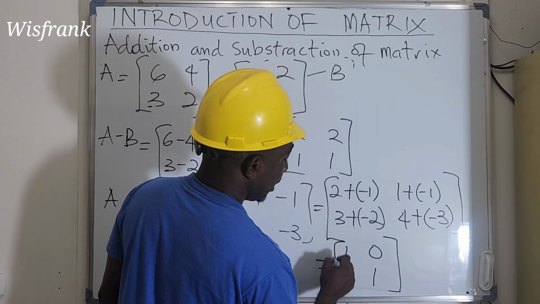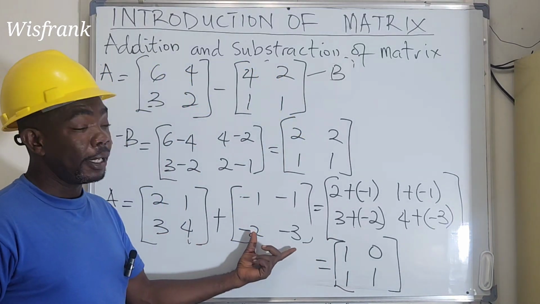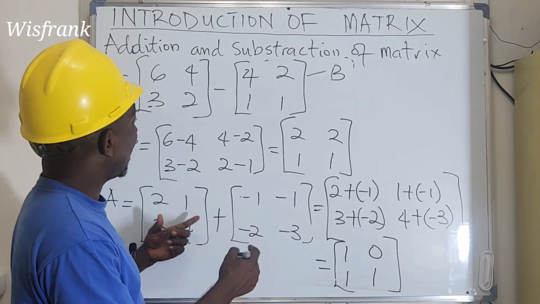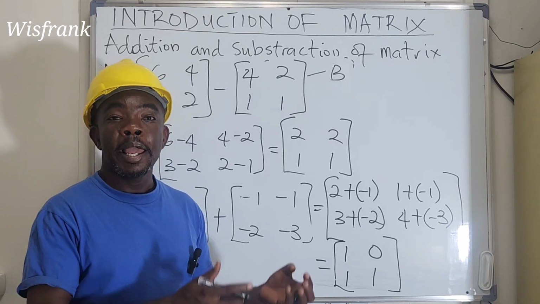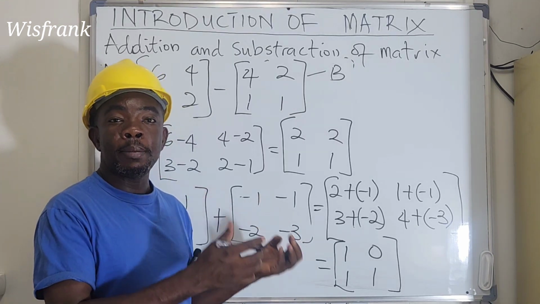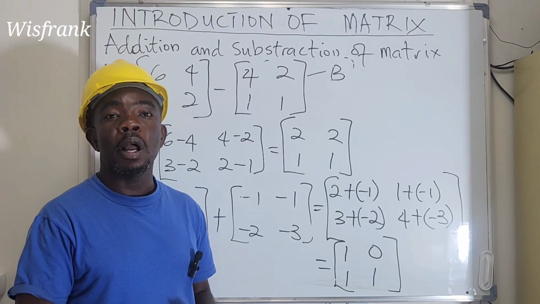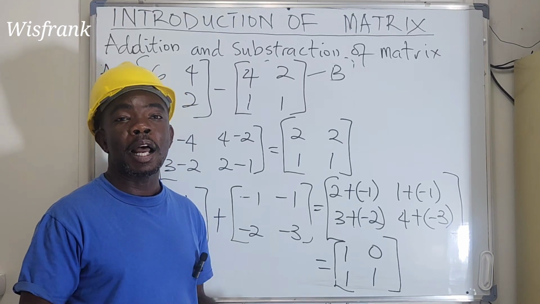So this is the solution to the addition of this matrix A and B, and it's quite different from the other answer that we have. So these are how we are going to add or subtract matrix. It must be the same rule, the same order of matrix, either 2 by 2 adding with another 2 by 2, or either 3 by 3 matrix adding with another 3 by 3 matrix, for us to have the correct answer.